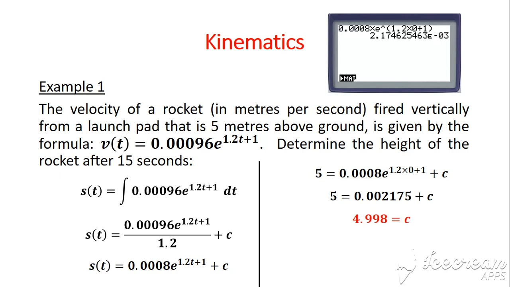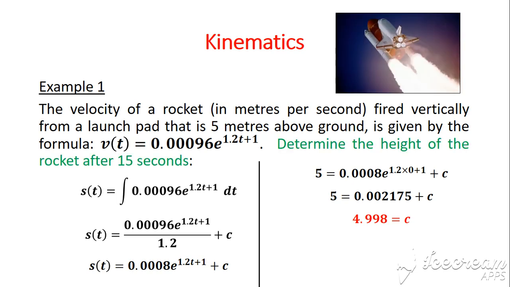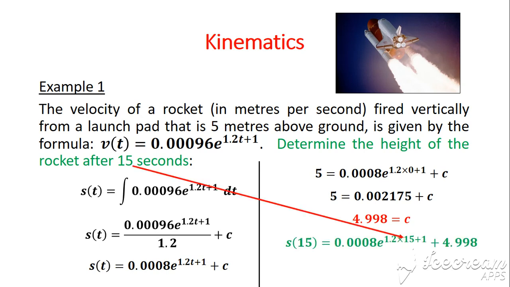Some of you might choose to round that to 5. It's pretty close to 5. I'm going to be a little accurate and keep it at 4.998 for now. Right, so this is our distance formula. We've worked out c is 4.998.